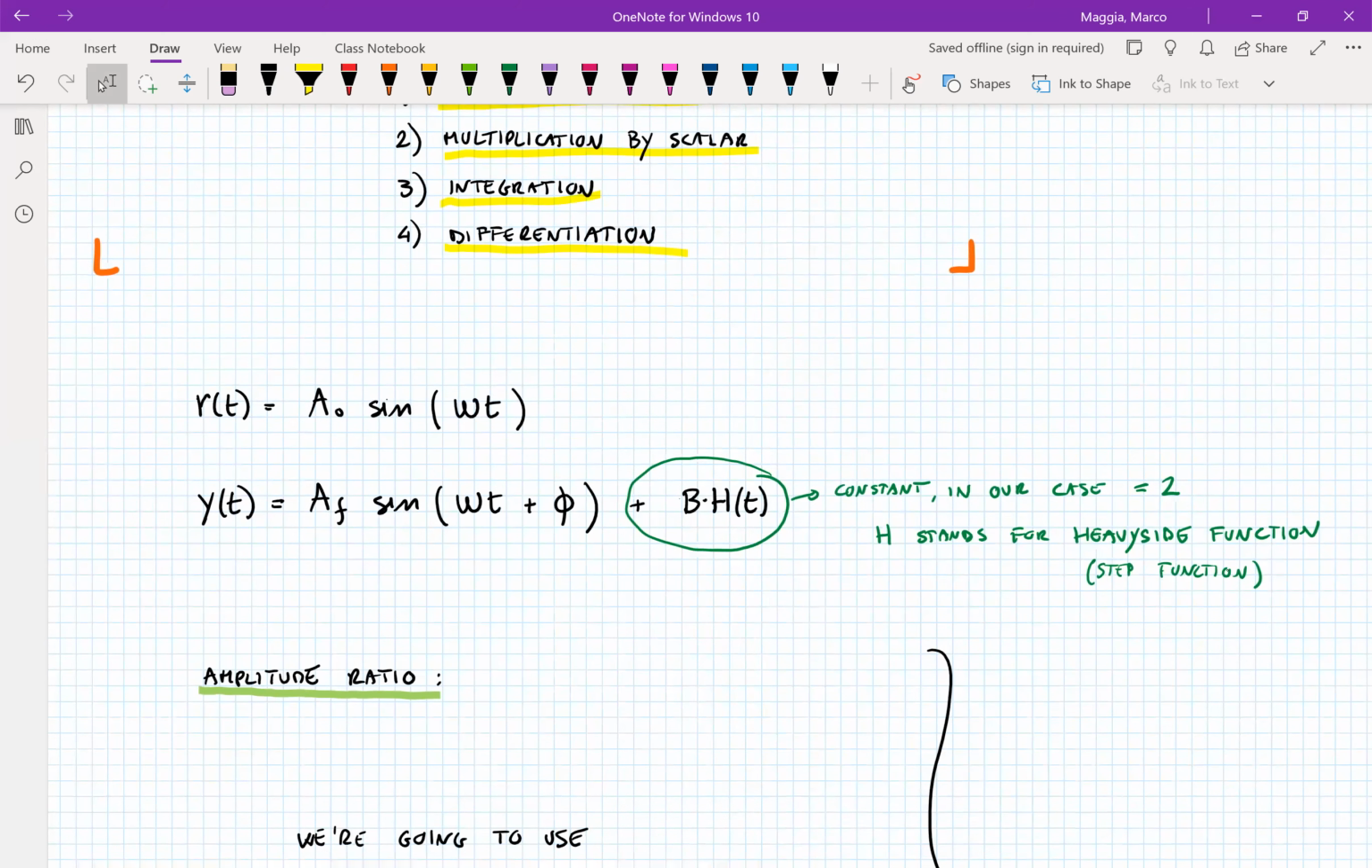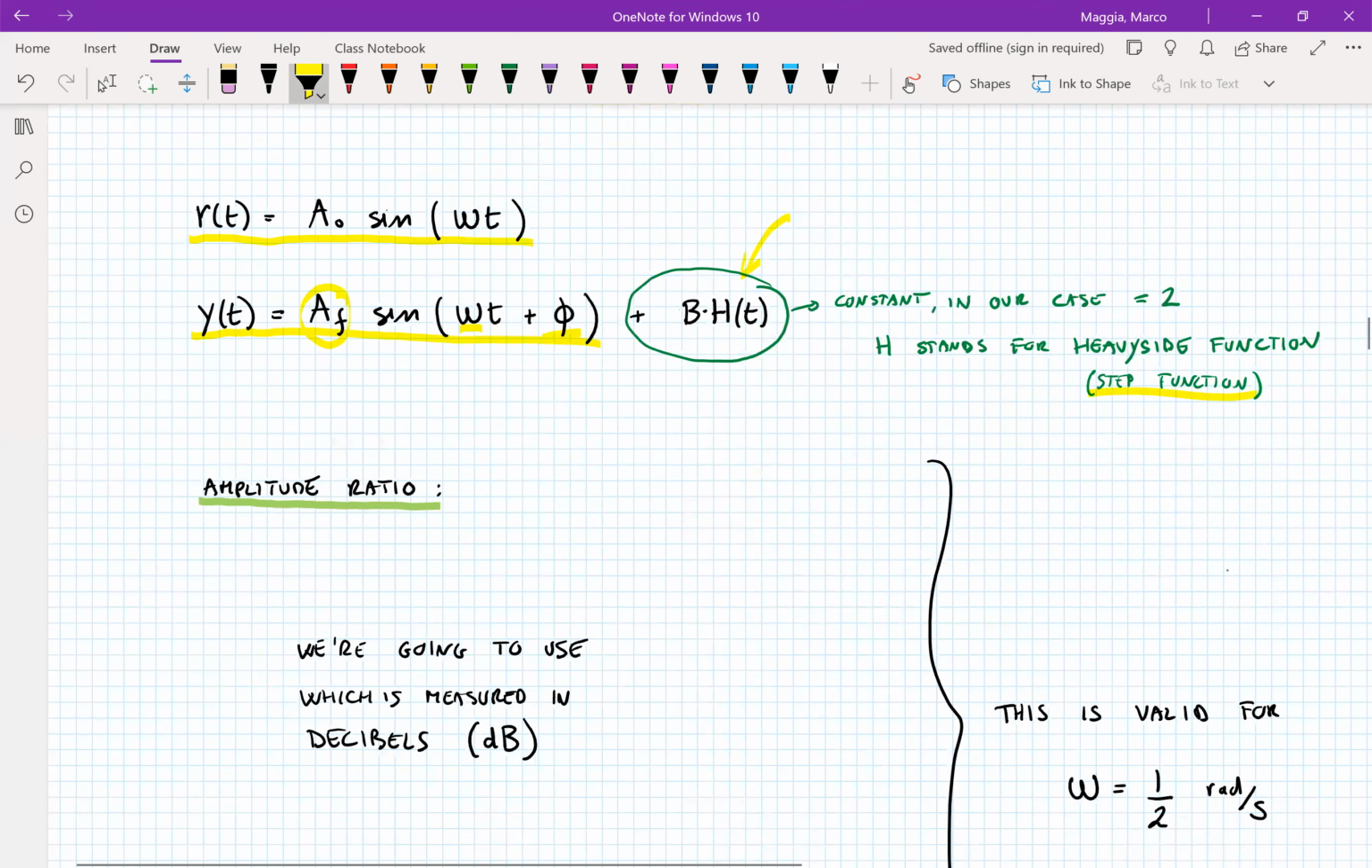Okay, so generally speaking, what we find is that starting with an input of amplitude A0 and frequency omega, the output is a function with a different amplitude, which we're going to call AF as in final, and the same frequency, but shifted by a phase angle phi. And of course, we can have also a constant, just in case we have a pole at the origin. Here, H stands for Heaviside function, which is another name to call the step function. So far we've always called it step function, but in the time domain that is known as Heaviside function.